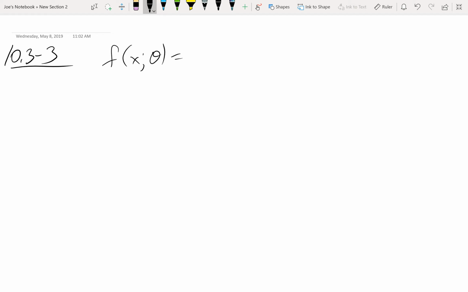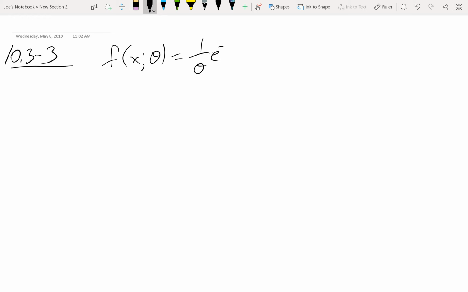Let's suppose that x has an exponential distribution. The TV's not on. I thought it was. No. I'll wait. There it is. All right.